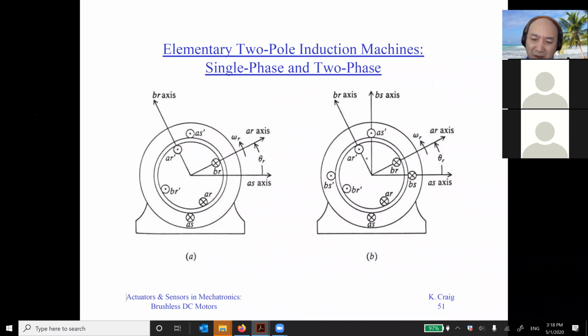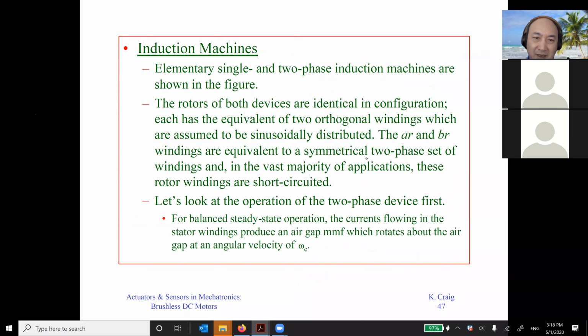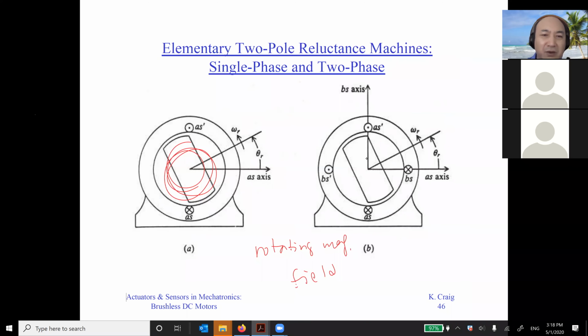In other words, I'll go back. There's always a tendency you can get attracted to here or to here. So therefore causing this rotation, okay, causes rotation.